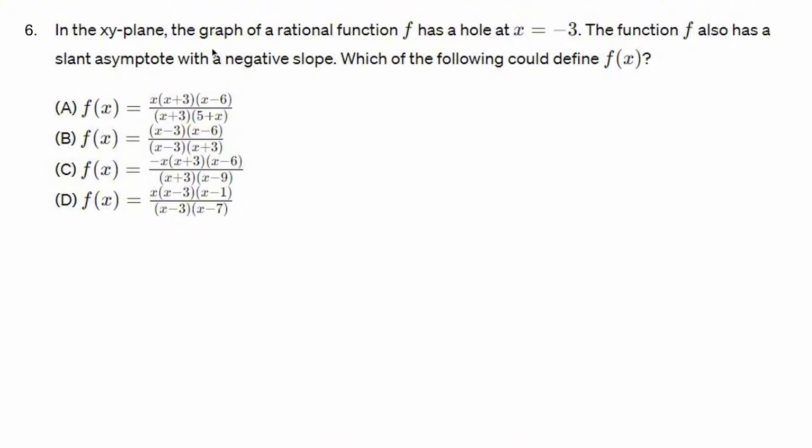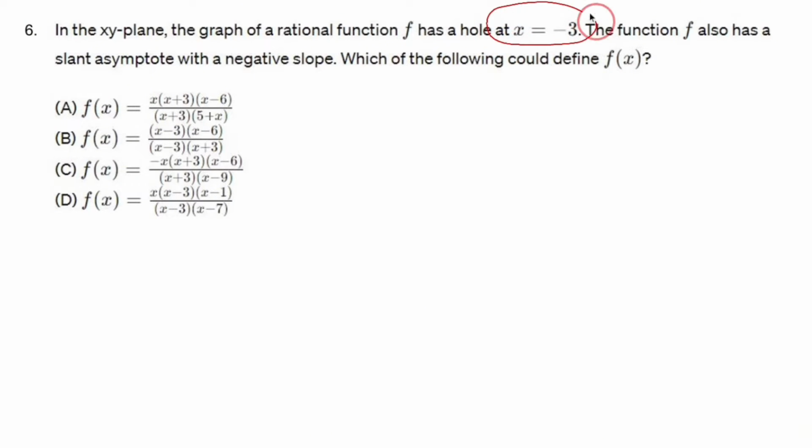In the xy plane, the graph of a rational function has a hole at x equals -3. The function f also has a slant asymptote with a negative slope. Which of the following could define f of x? So let's take care of step 1 first.